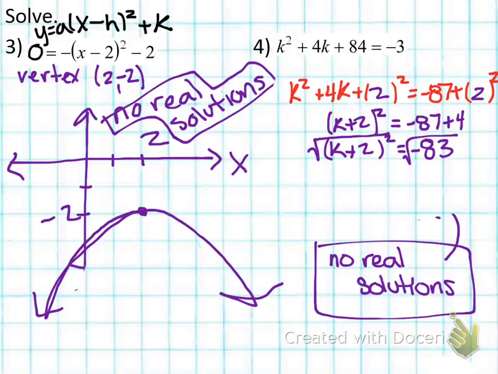And I would take the square root of both sides at this point. But again, I have a square root of a negative here, so that tells me to stop because there's no real solutions. Okay, so that could have been another method to use here.